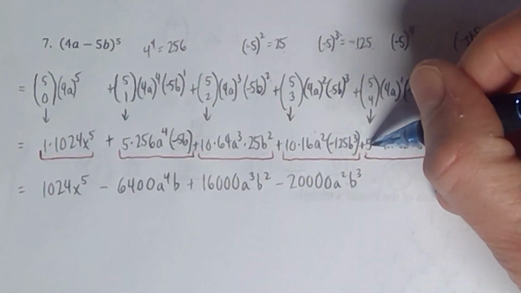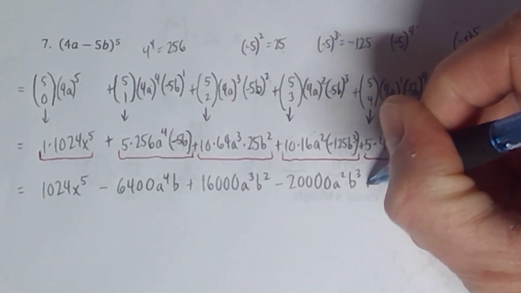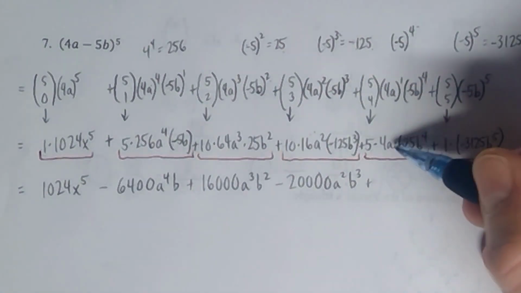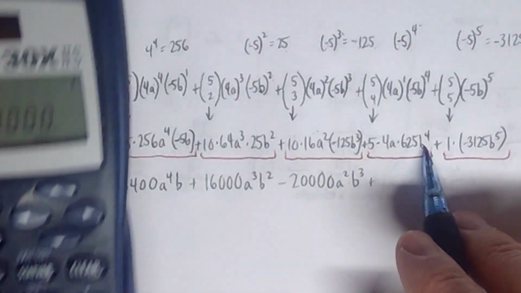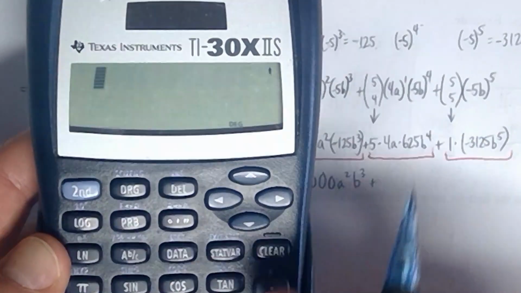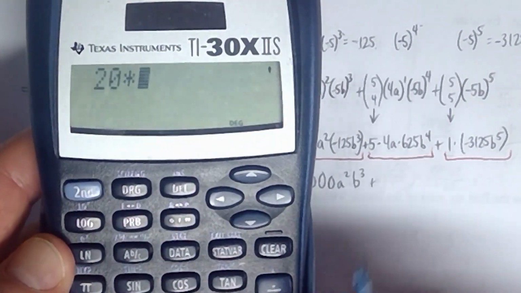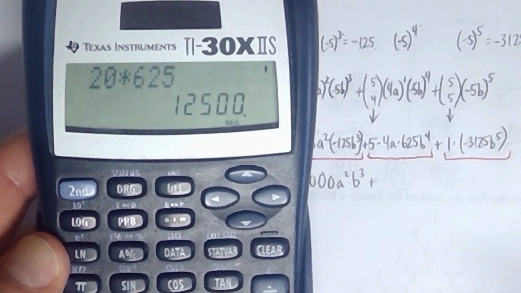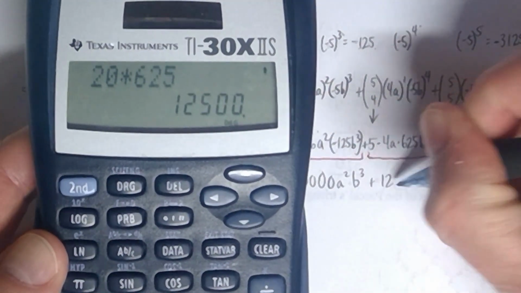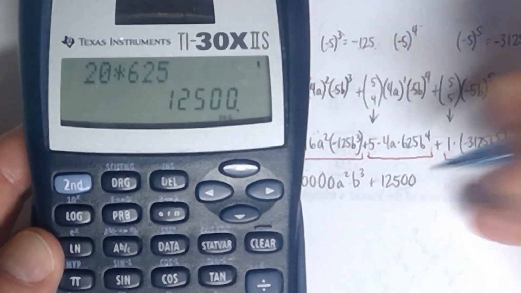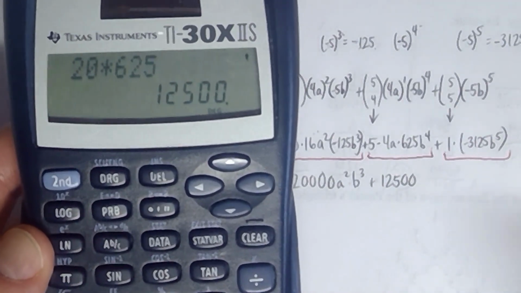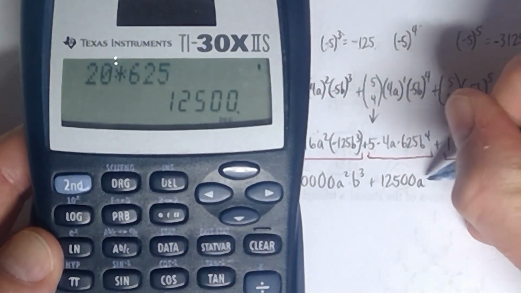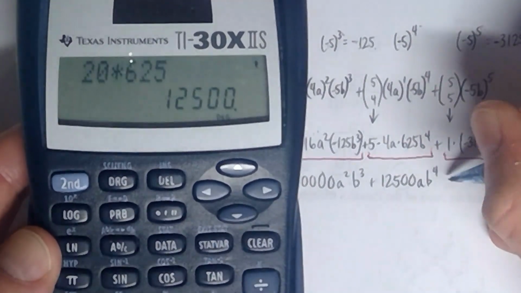Next part here. 5 times 4a. That's 20a. 20a times 625b to the fourth. We have to do what? We have to do 20 times 625. So that's 12,500. And it's going to be positive this time because I only multiplied positive numbers there. There's no negatives. And then we have times a times b to the fourth.